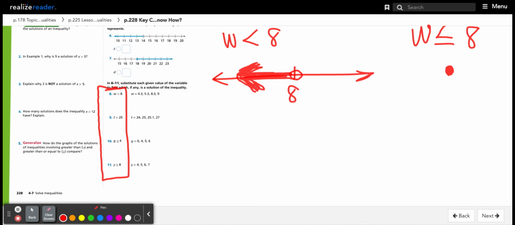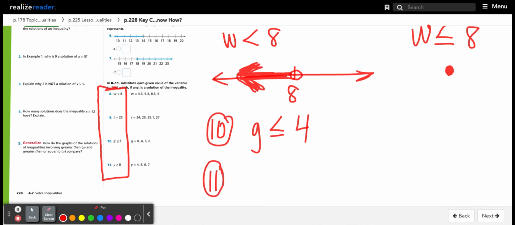Now, I want you to do numbers 10 and 11 on your graph paper. We will check it tomorrow. So, number 10 says G is less than or equal to 4. And 11 says Y is greater than or equal to 8. So put that on your graph paper. If you don't have your graph paper, if you forgot it at school, then you can just draw a number line. Sketch a number line like I did for W is less than 8.